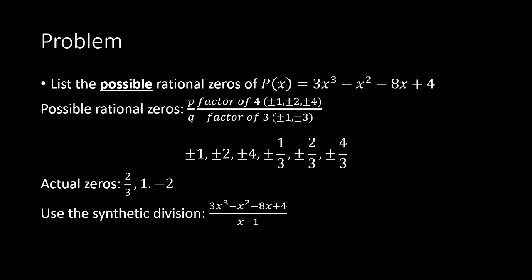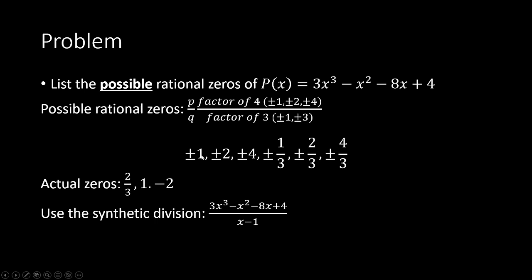So what we do is look at all the possible rational zeros. Here, list the possible rational zeros of the polynomial 3x cubed minus 2x squared minus 8x plus 4. Let's look at all the possible factors of 4: positive and negative 1, positive and negative 2, positive and negative 4. For q, the factors of 3: positive and negative 1, positive and negative 3. Then you just find a way to divide them.